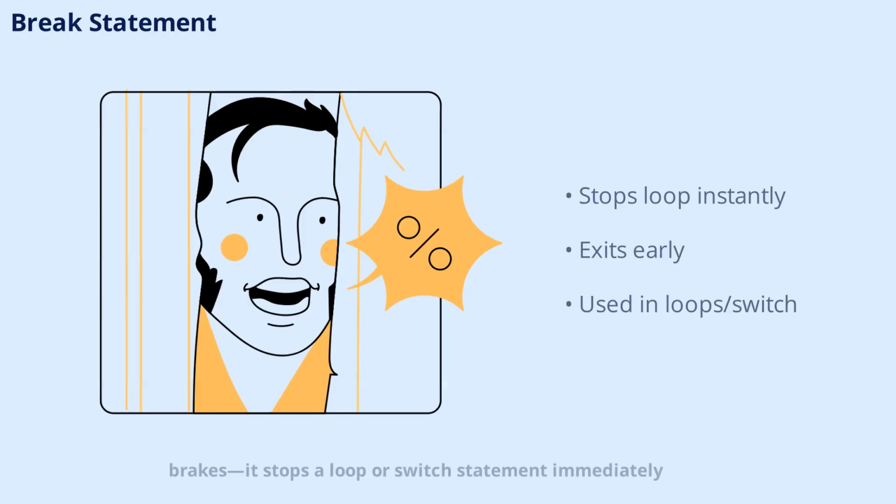The break statement is like hitting the brakes. It stops a loop or switch statement immediately. Imagine Java the robot searching for his favorite book on a shelf. As soon as he finds it, he stops looking. In Java: for each book, if is favorite, break. The break statement helps your program exit a loop early when a certain condition is met.